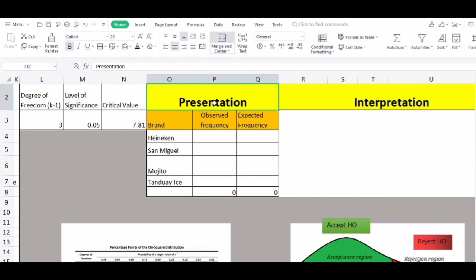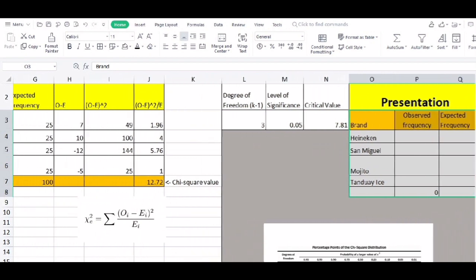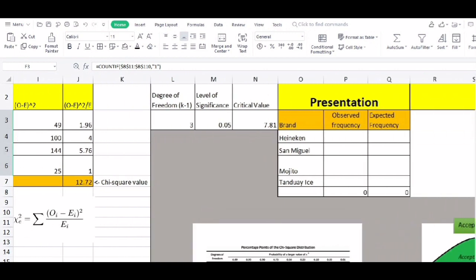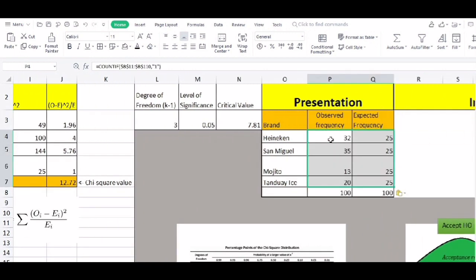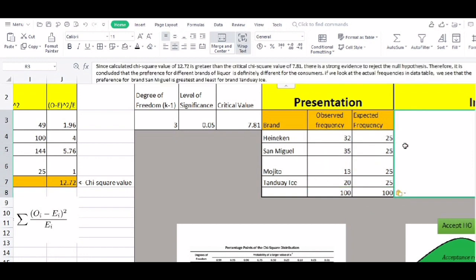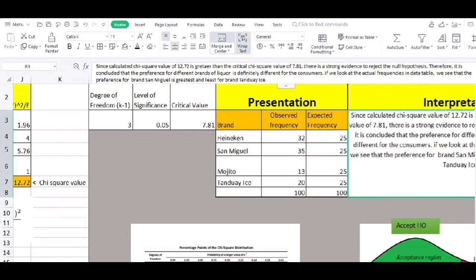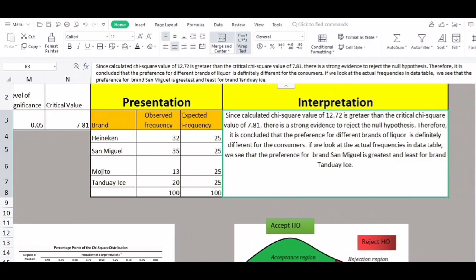So we need to present it, of course. So in presentation, of course, the brand as well as the observed frequency, expected frequency, we're just going to copy paste it. And then we have now the table. And then interpretation for the critical value of the chi-square. So you can copy this one.